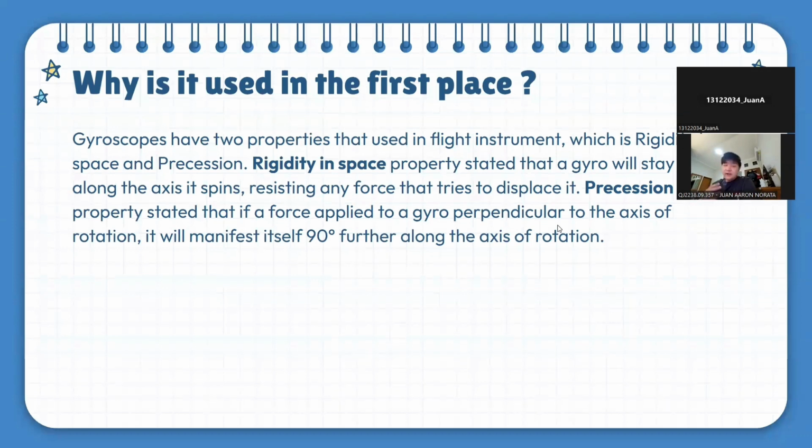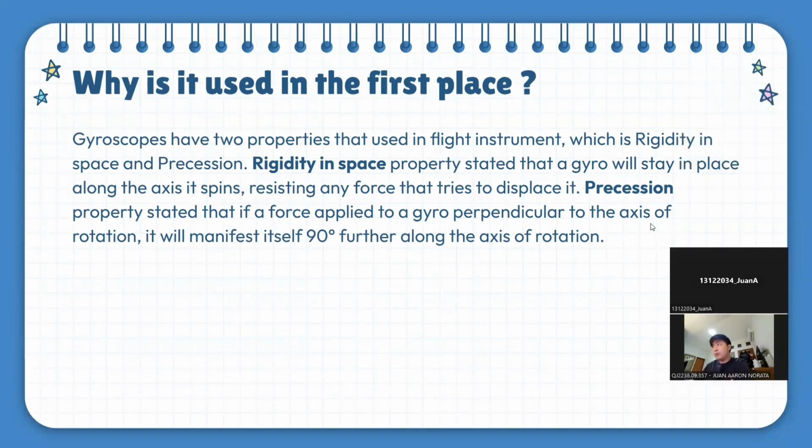So why is a gyroscope used in the first place? The gyroscope has two properties that are quite essential for many components in many different fields. First, gyroscopes have two properties that are used in flight instruments, which are rigidity in space and precession. The rigidity in space property states that a gyro will stay in place along the axis it spins, resisting any force that tries to displace it.